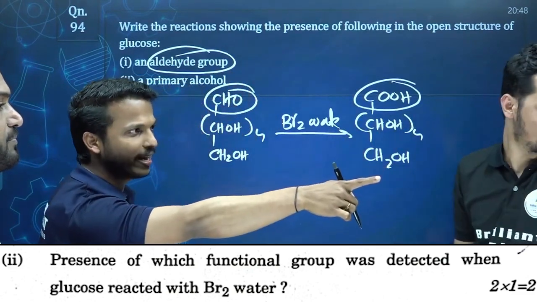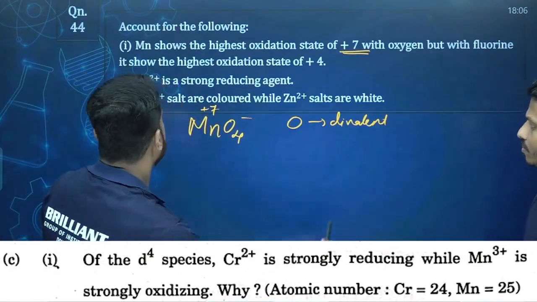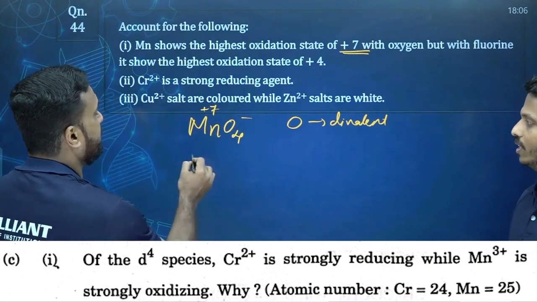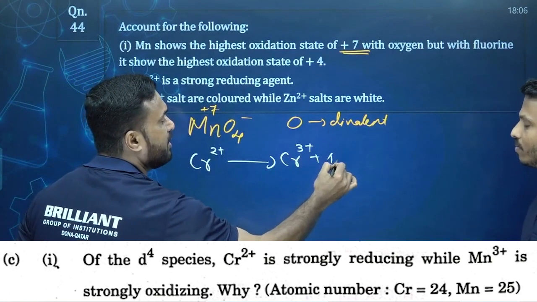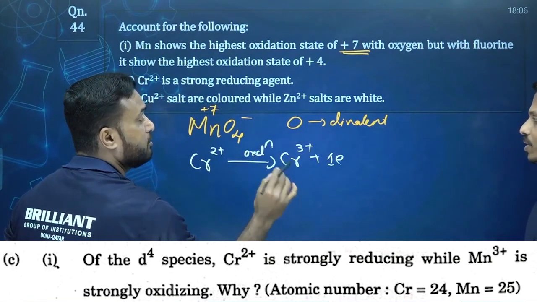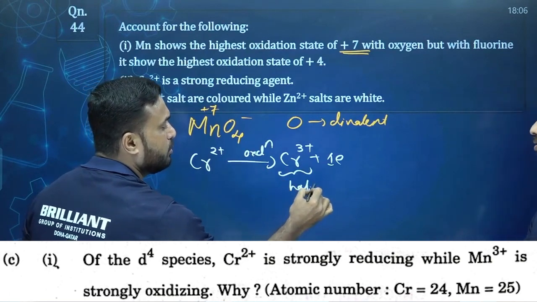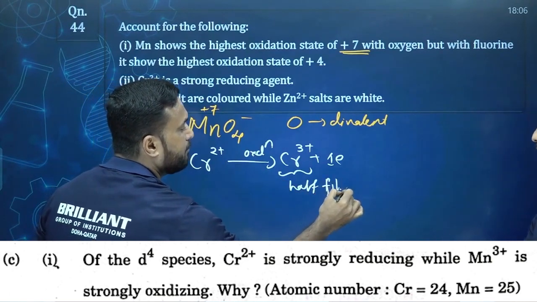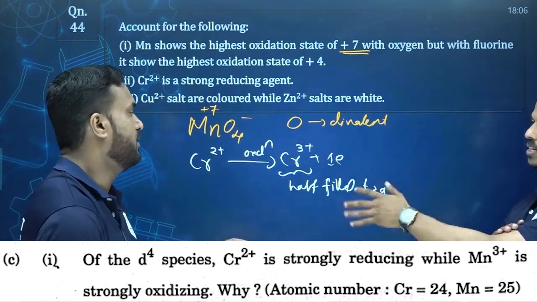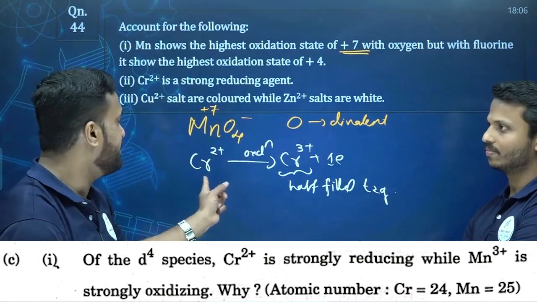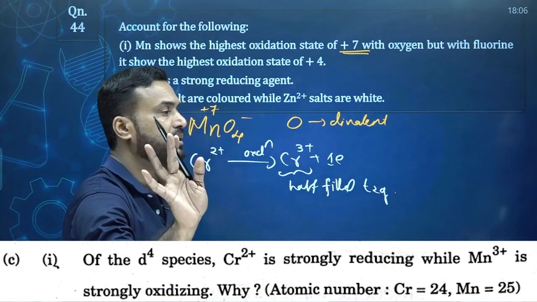I think the answer is already there. What is the answer for this complex? Cr2+, we already discussed that. Cr2+ is a strong reducing agent because Cr2+ readily turns into Cr3+ by removing one electron. This process is called oxidation. You have to say that Cr3+ is more stable due to half-filled t2g. That is your answer. Two points should be there: it readily turns to Cr3+ and Cr3+ is stable due to half-filled t2g.